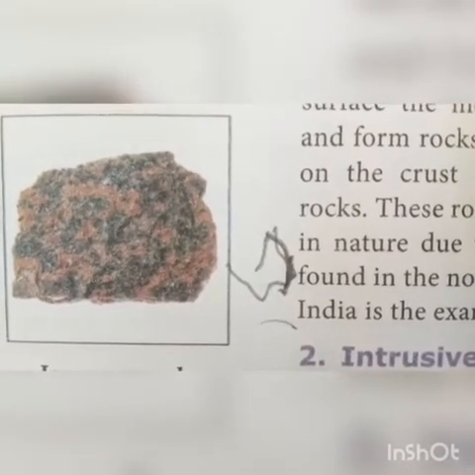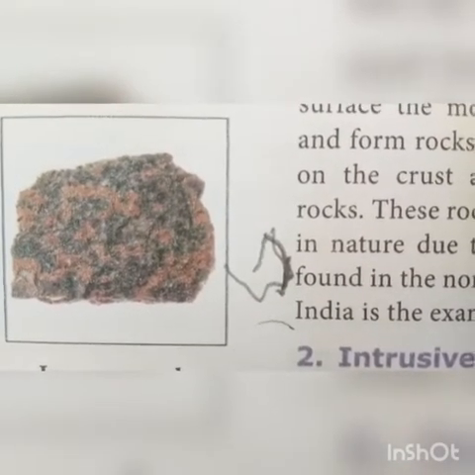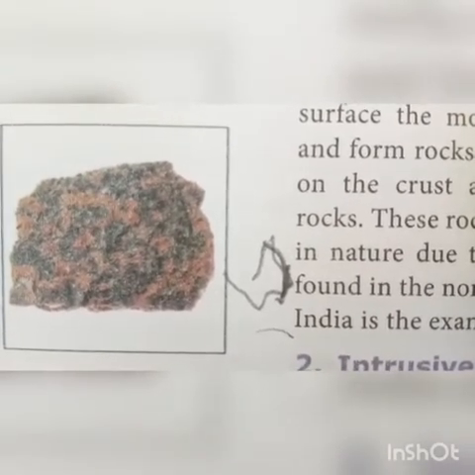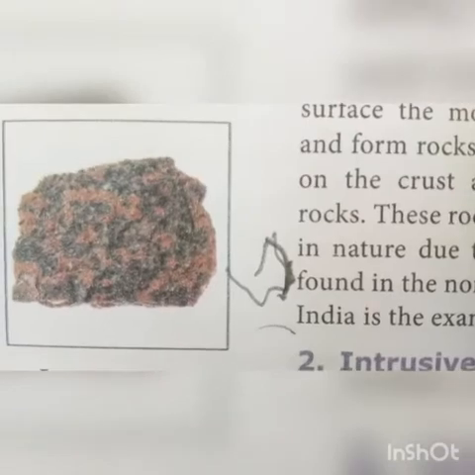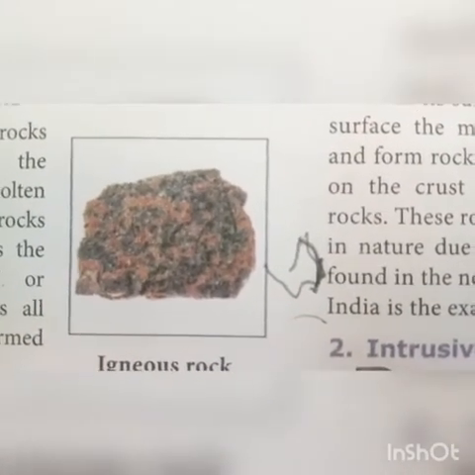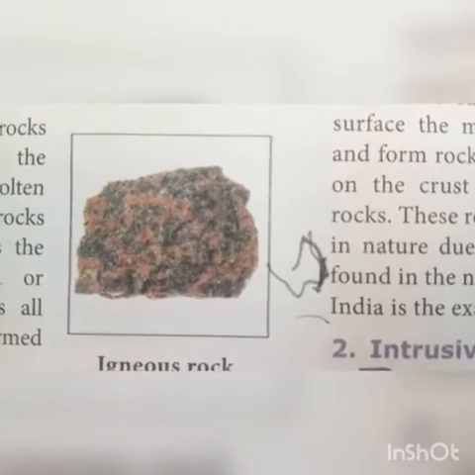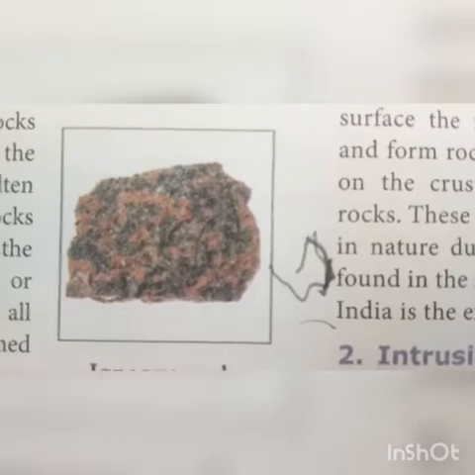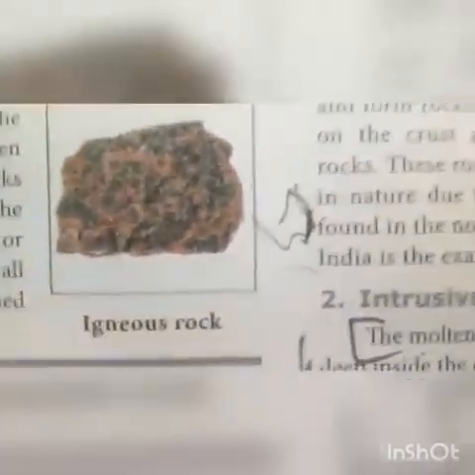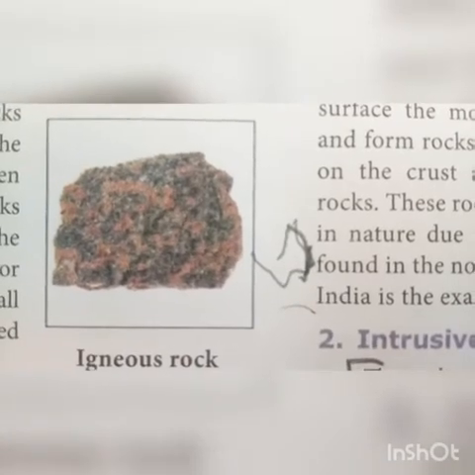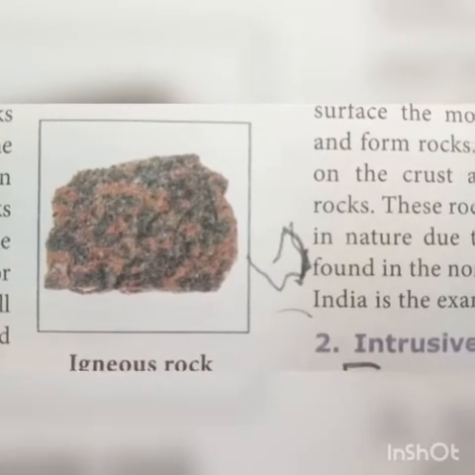These rocks are also called primary rocks or parent rocks, as all other rocks are formed from these rocks. And the next one is the characteristics of igneous rocks. These rocks are hard in nature. These rocks are useful for construction works. And next we divide them into two types of igneous rocks. The first one is extrusive igneous rocks. The second one is intrusive igneous rocks.